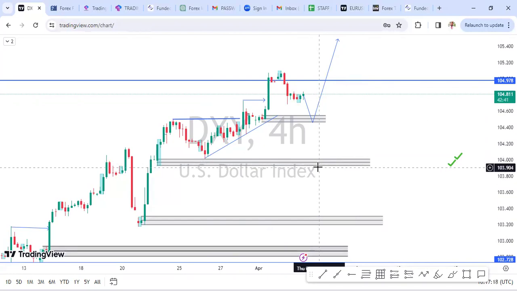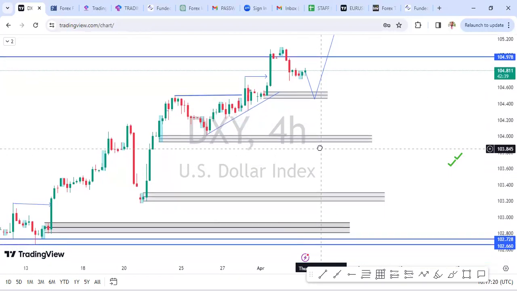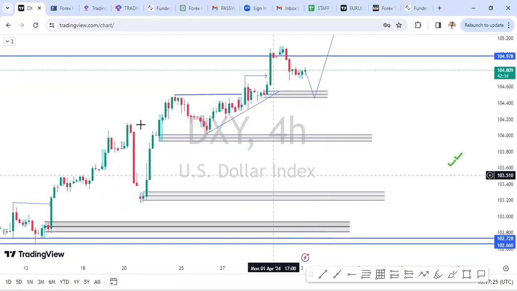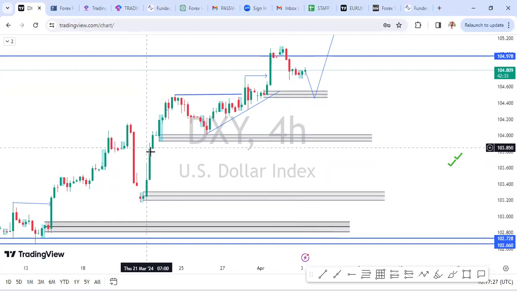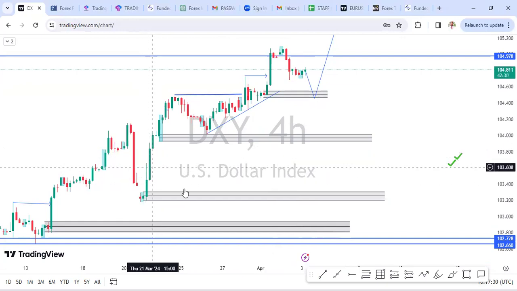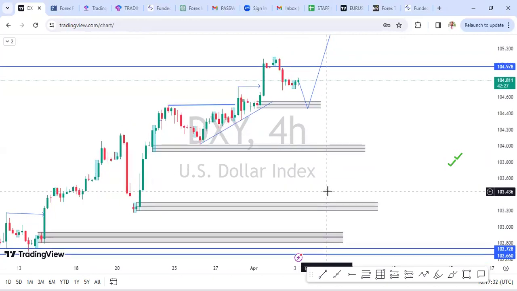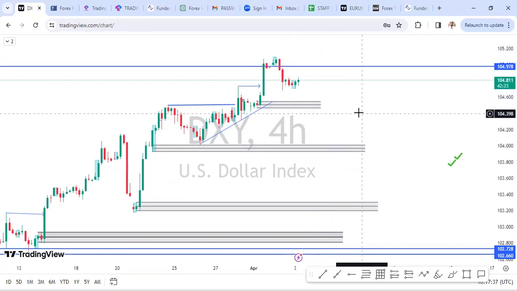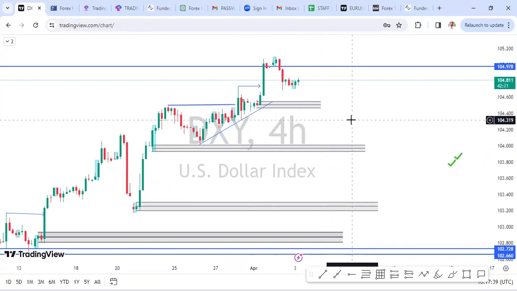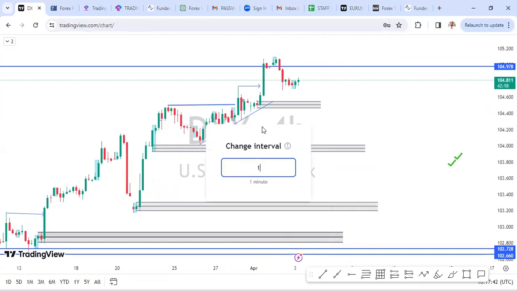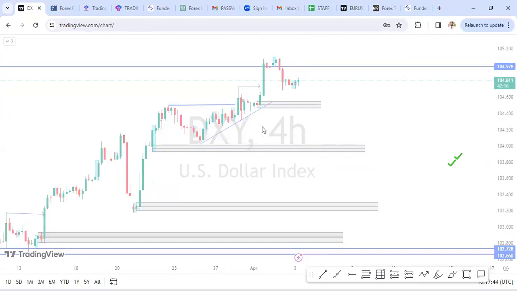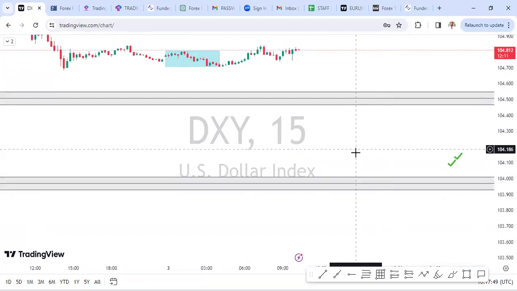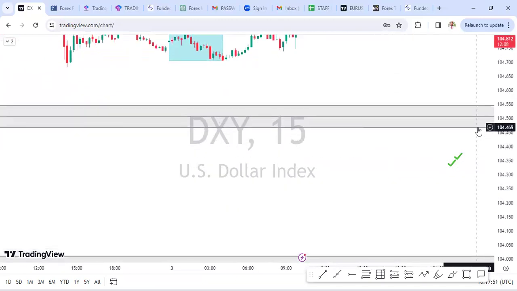And if this place fails, then price will come back to this 103 because we still have a lot of imbalance here. So before us now, we are looking at a pullback to buy what? DSY. So now going back to 15 minutes, let's look at our Judas swing.